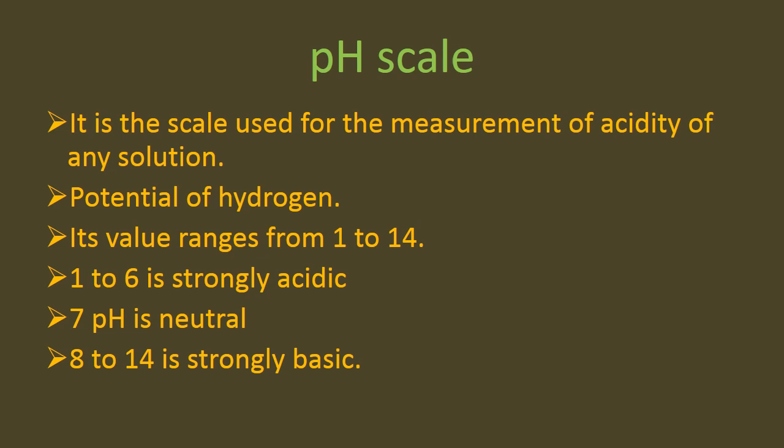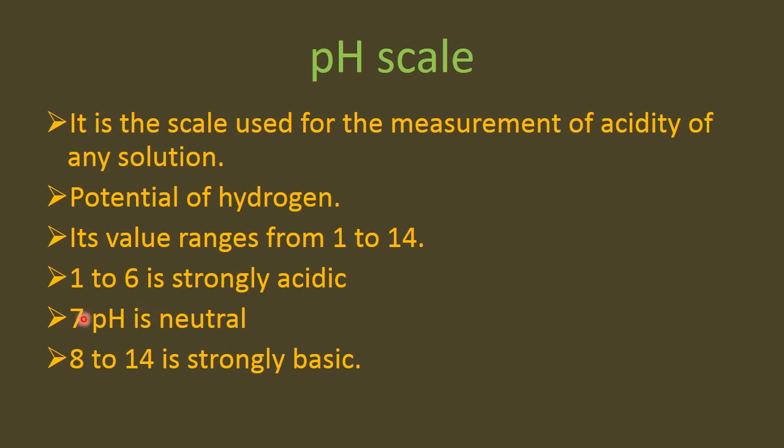It is the scale used for the measurement of acidity of any solution. Now, where does the word acidity come from? It comes from acidic solutions. And I have told you in my previous lectures that according to the Arrhenius concept, any substance which can dissociate in aqueous solution to give hydrogen ions is acidic in nature. So basically, the pH scale measures the potential of hydrogen and its value ranges from 1 to 14.